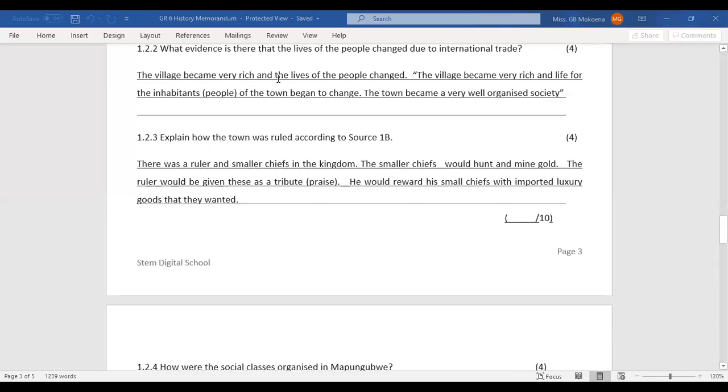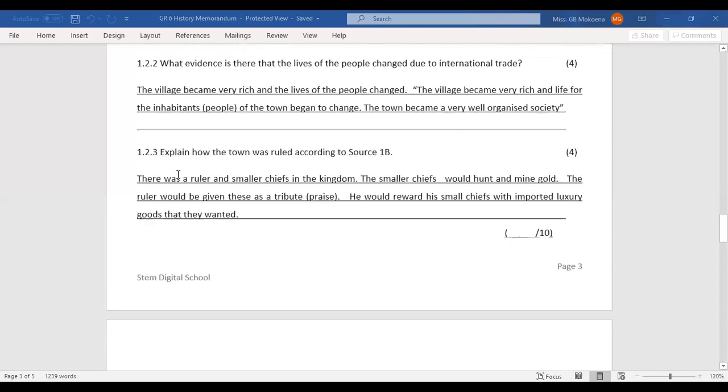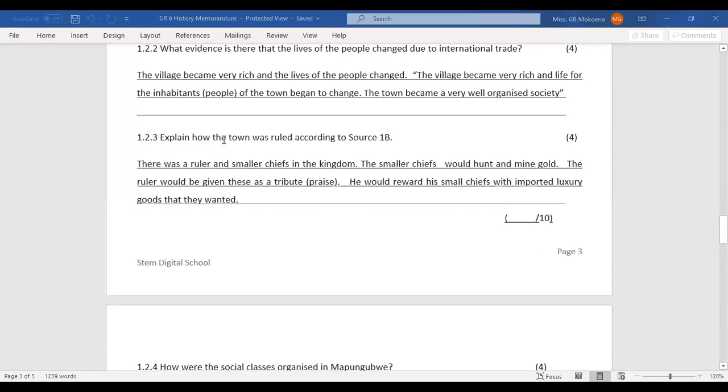So if you wrote something like this, you can mark yourself right. Okay, you give yourself 4 marks. Cool. Explain how the town was ruled according to source 1B.